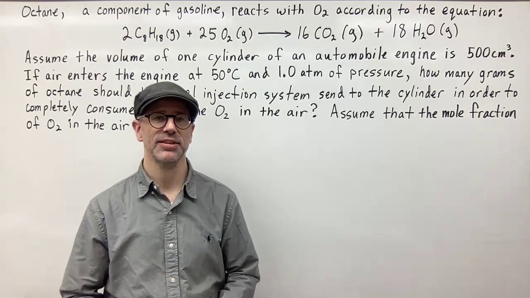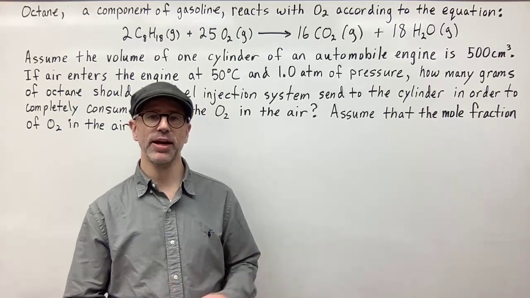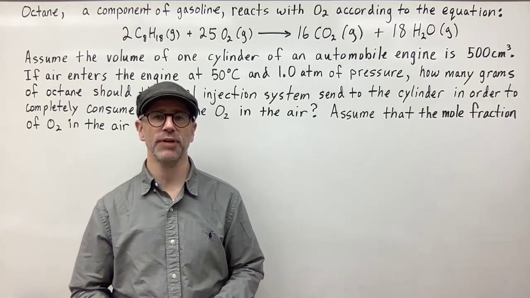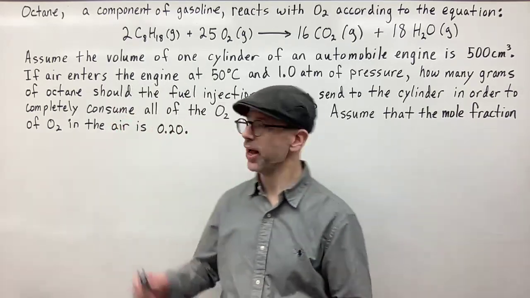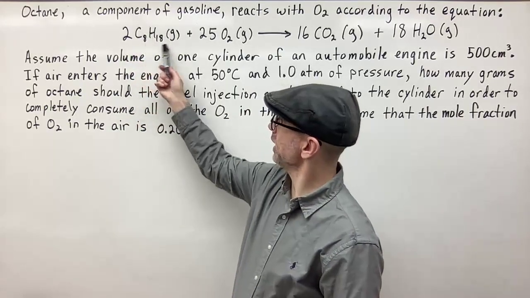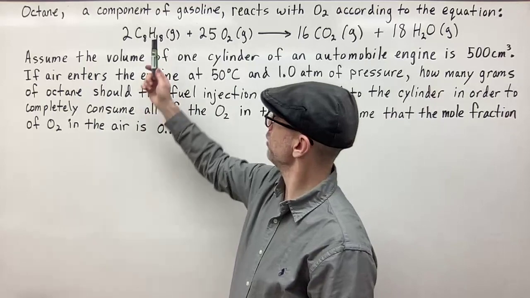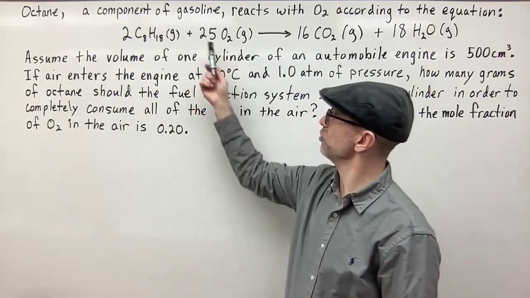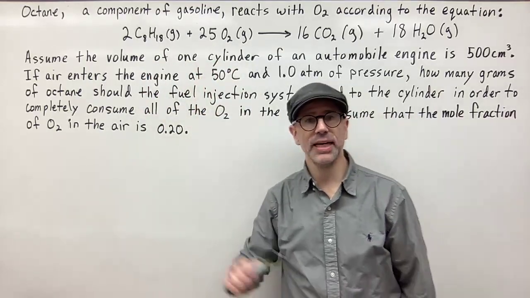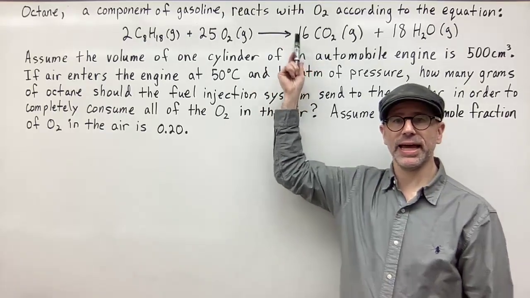In this problem we're going to find out how many grams of octane it takes to react with all the air in a cylinder in your combustion engine. Let's get into this. Octane, which is a component of gasoline, reacts with oxygen according to the following equation. So here we have 2 moles of your octane. This is your octane, C8H18.